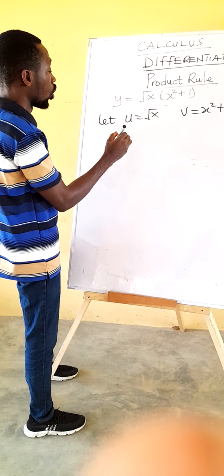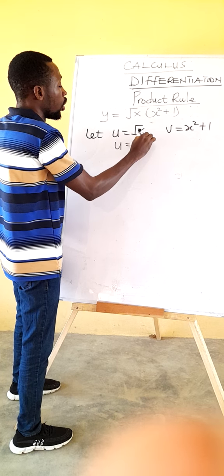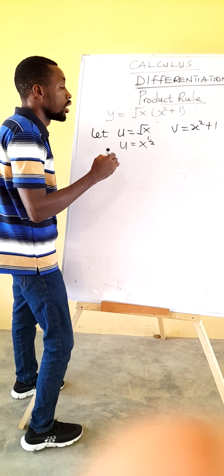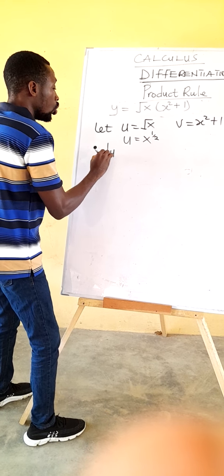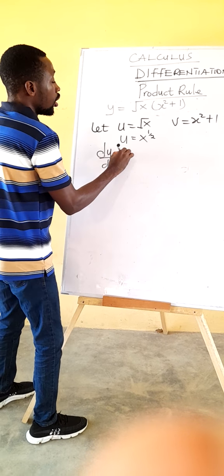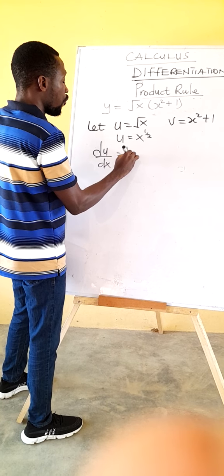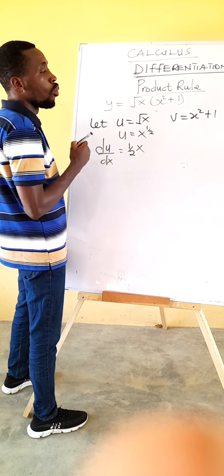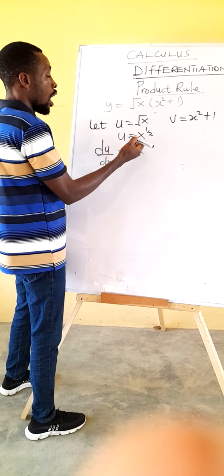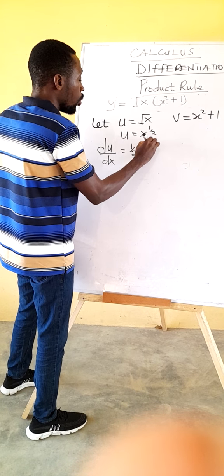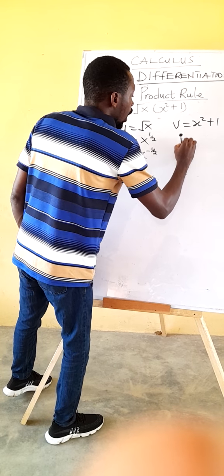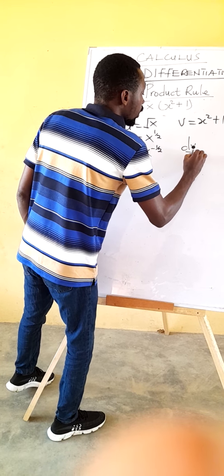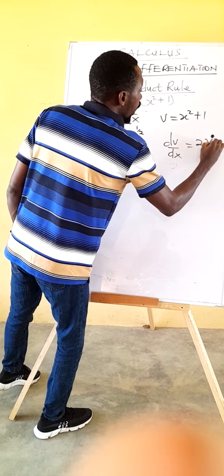You know, the square root of x is the same as x exponent half, so we change it to that. So to differentiate this, our du over dx will drop the half, then we subtract 1 from half. Half minus 1 will be minus half. Then our dv over dx will be equal to 2x.